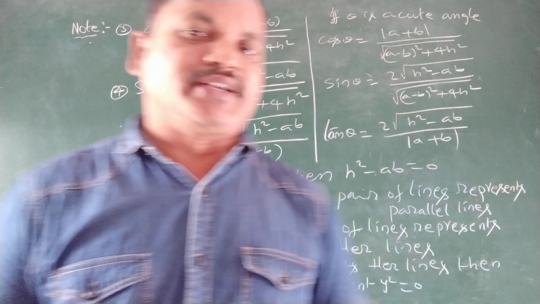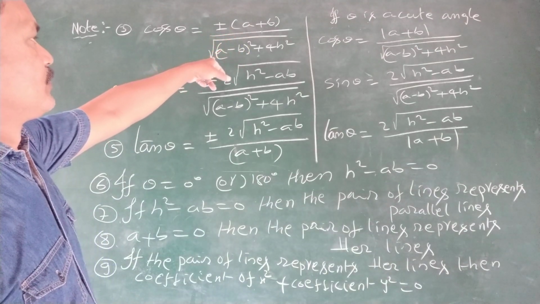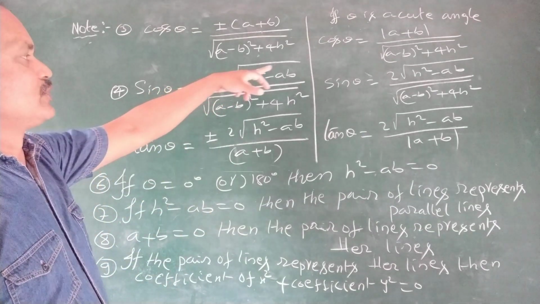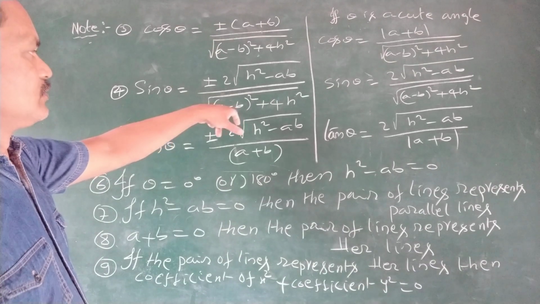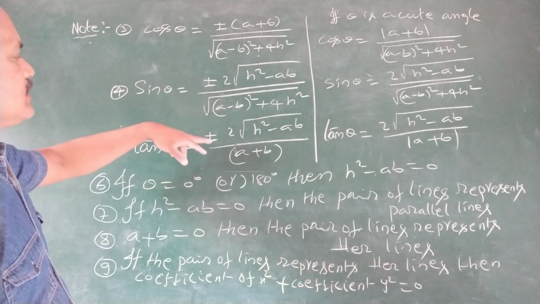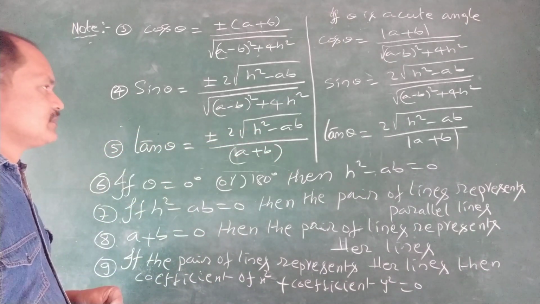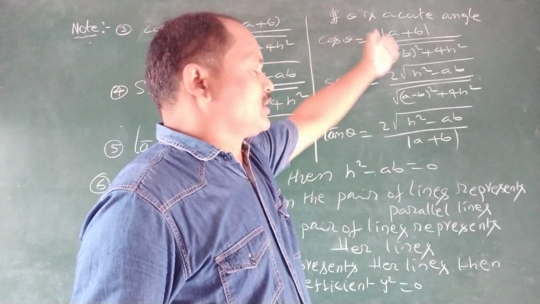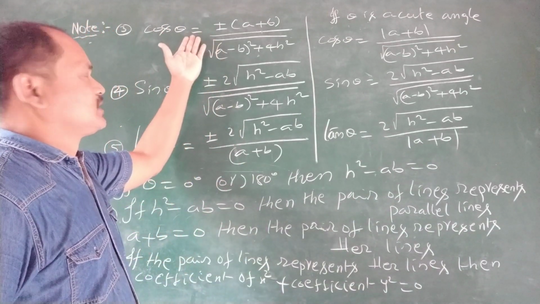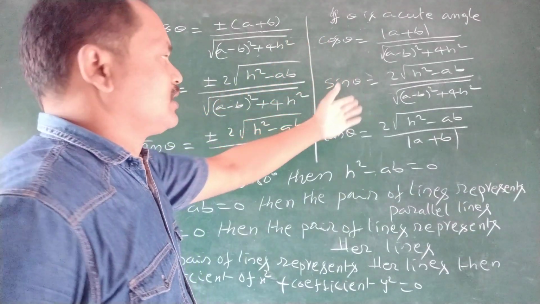Now some more note points here. Observe, cos theta is equal to plus or minus (a plus b) by root of (a minus b) whole square plus 4h square. So sin theta is equal to plus or minus 2 times root of (h square minus ab) by root of (a minus b) whole square plus 4h square. Tan theta, sin theta by cos theta, is plus or minus 2 times root of (h square minus ab) by (a plus b). Here theta may or may not be an acute angle, that's why plus or minus. If theta is an acute angle, then they are positive.